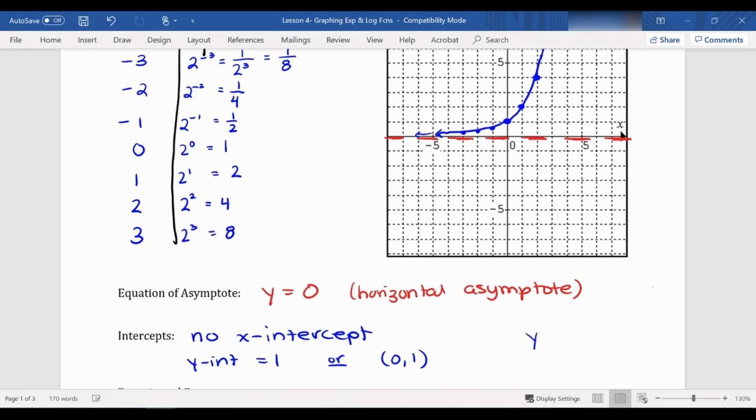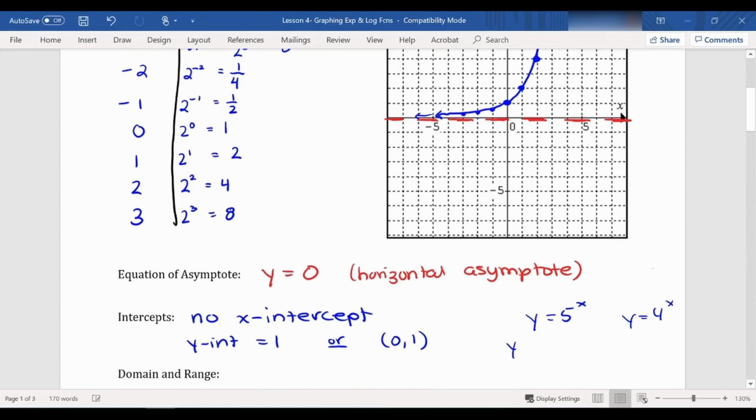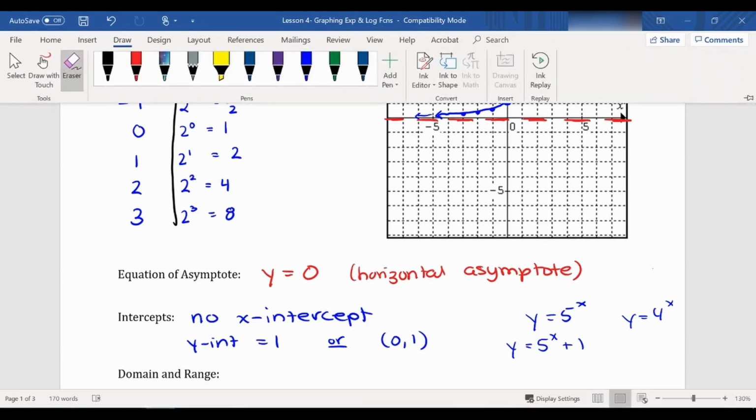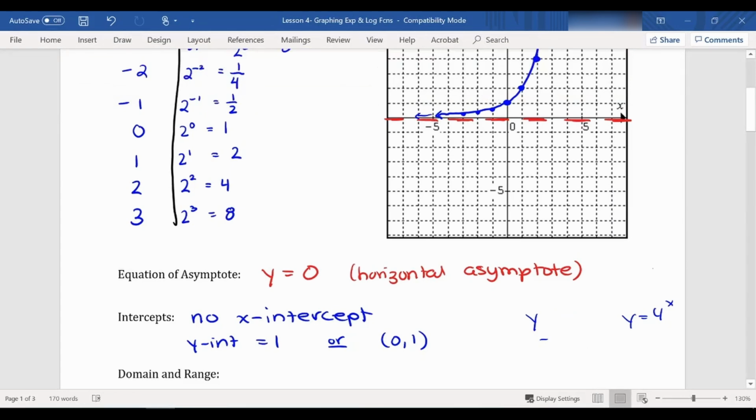So if my exponential function was y equals 5 to the x, my intercept will be 1. Y equals 4 to the x, my intercept will be 1. If all of a sudden I said 5 to the x plus 1, now my intercept would move because I would move that graph up 1. Okay, so a basic exponential function, something to the power of x, will have a y-intercept of 1 and no x-intercepts.